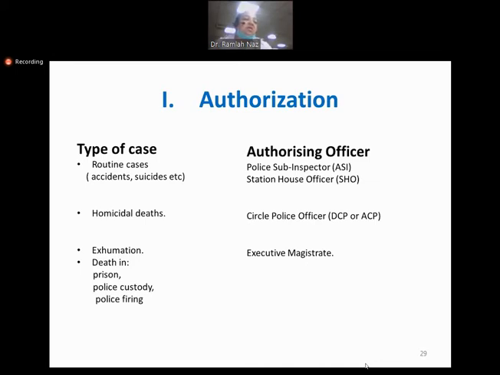For homicidal deaths, if foul play is involved, we look for the circle police officer, like the DCP, Deputy Commissioner of Police, or the ACP, who can give you the permission. In cases of exhumation or death in prison, police custody, or police firing, the executive magistrate usually gives the authorization for performing the autopsy.